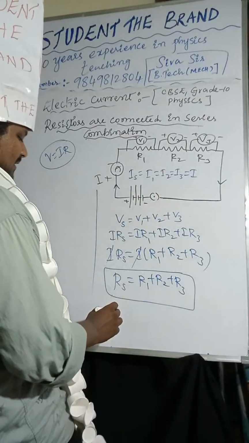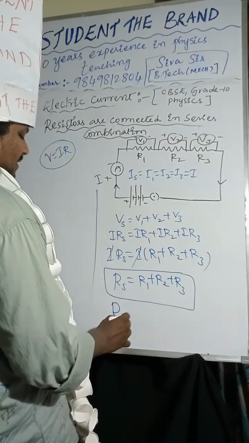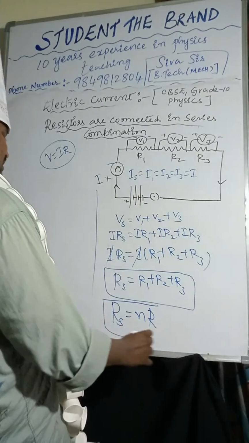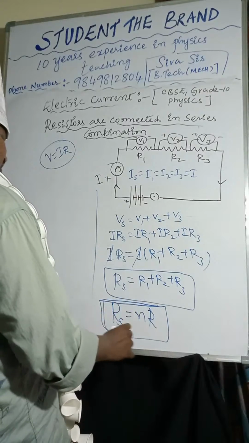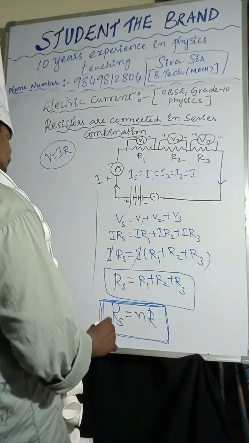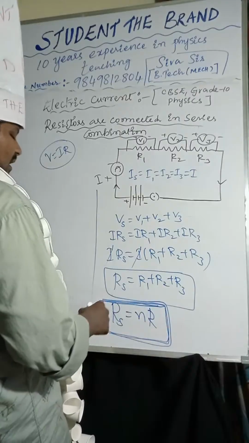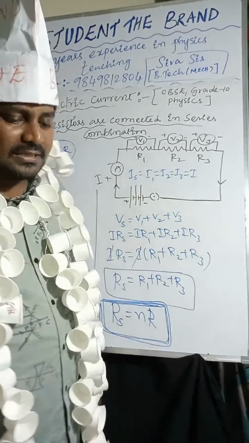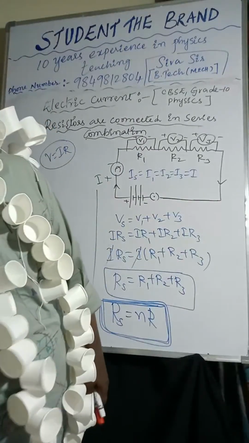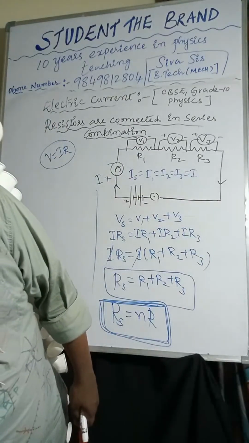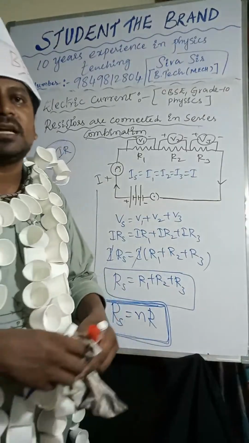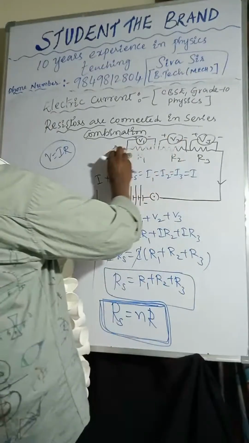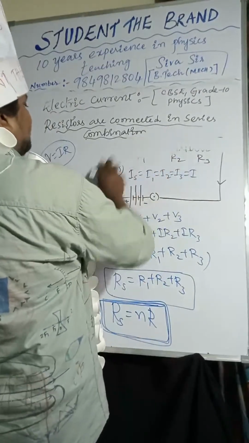If n number of resistors are connected in series combination, then RS equal to nR. Next, we'll discuss resistors connected in parallel combination, and see how it will be.